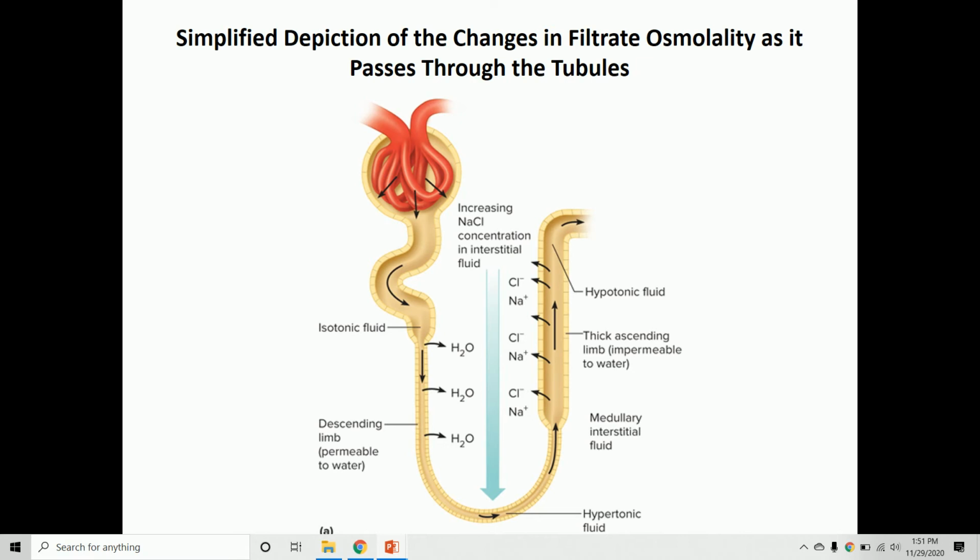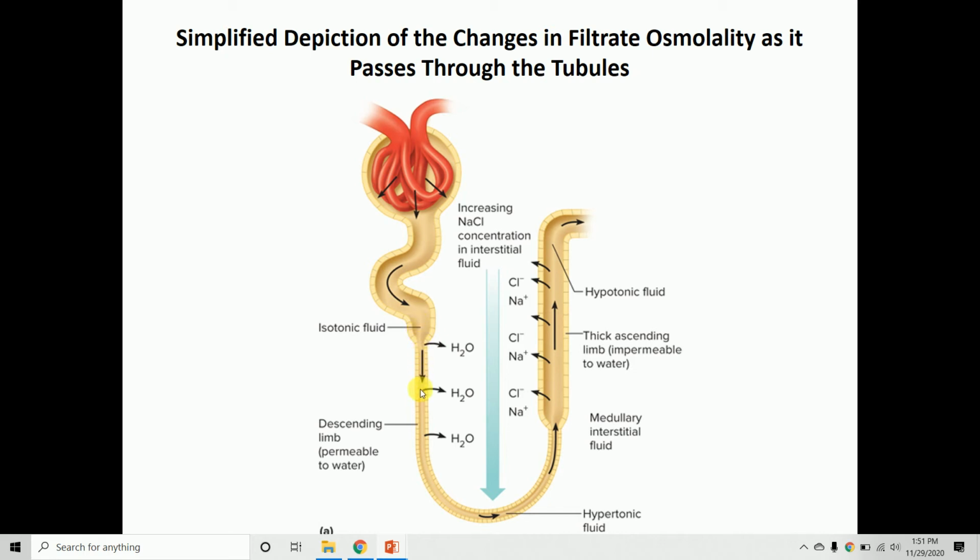And I want to go through the whole process of the tubules and what passes where, when, and so on. So filtration is going to happen over here. These are your proximal convoluted tubules where both sodium and water are reabsorbed at the same rate. So the filtrate at the end of the proximal tubules would be isotonic.